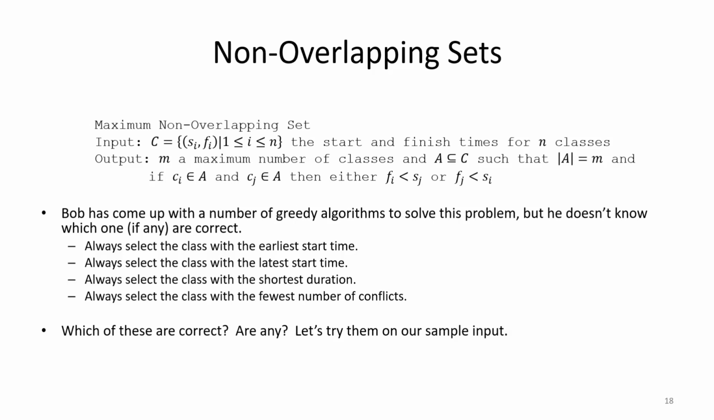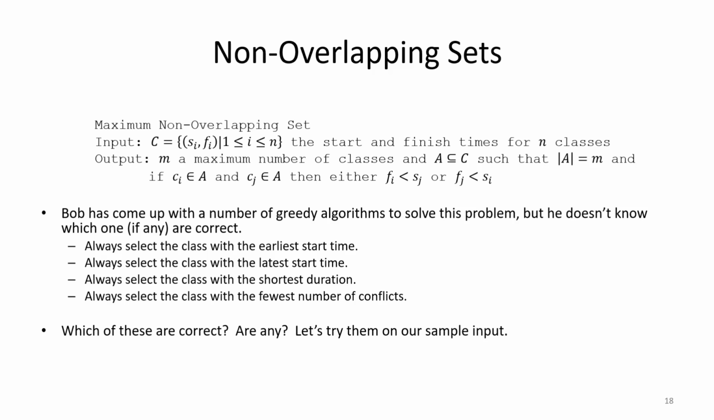Okay, so Bob, we're going to say, has come to us for our help. His algorithm that he came up with, he thinks is going to work, but he doesn't know how to solve this problem, the non-overlapping sets problem. And in fact, he says, I've come up with a couple of different algorithms, and I don't know which one we should use. So he's got a few. He says I could select the class with the earliest start time. So that's sort of similar to Alice's algorithm. Maybe he's copying Alice here.